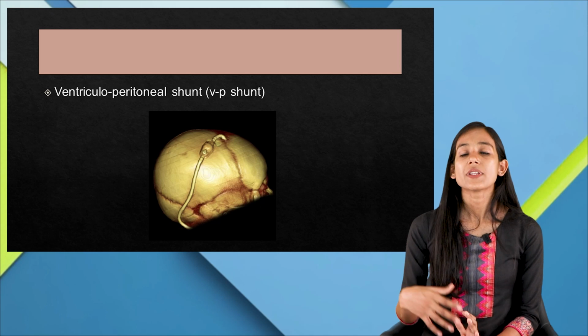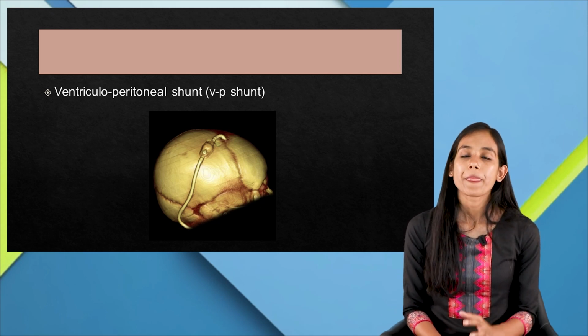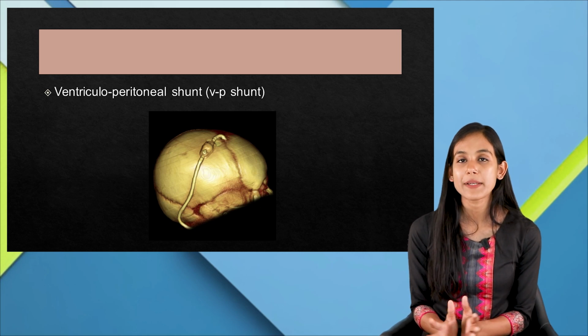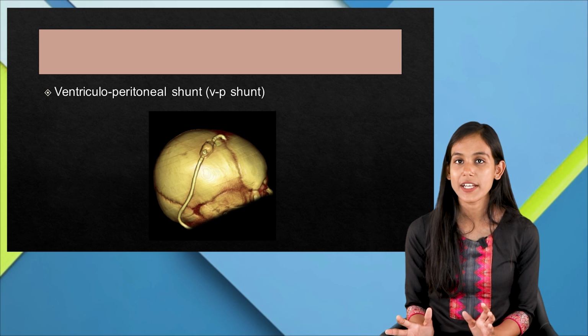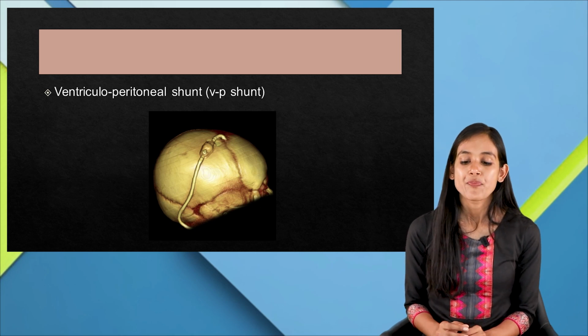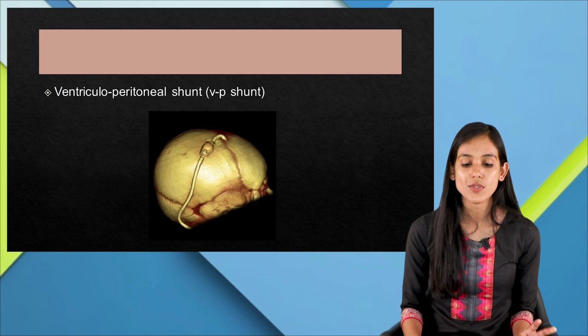Now we would see what the shunt surgeries are. Well, the first one is the ventriculoperitoneal shunt, right? Here you can understand from the name itself that this is between the ventricle and the peritoneal cavity, right? So here again we have three chambers, so three structures we can say.